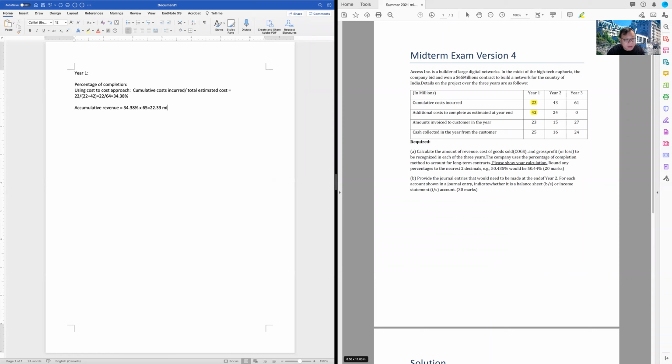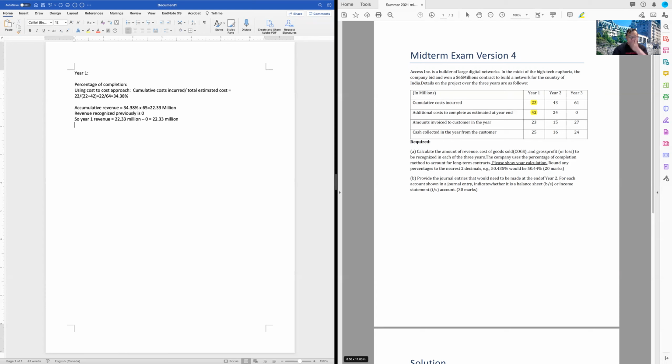22.33 million, right? So that's the cumulative revenue that should have been recognized at the end of year one. What about the revenue recognized before? Well, this is the first year, so revenue recognized previously is 0. So year one revenue equals 22.33 million minus 0 equals 22.33 million, right?